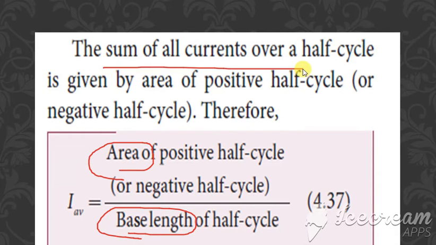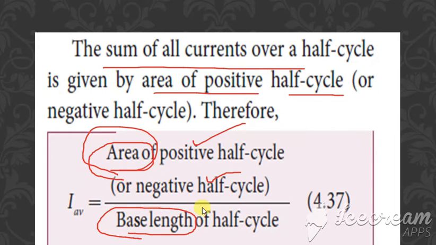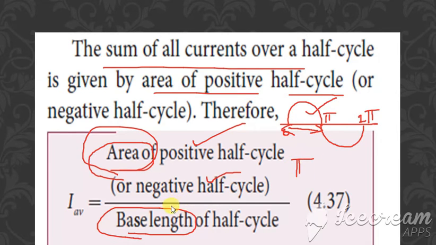Okay, so the sum of all the currents is given by the area of either the positive or the negative half cycle, any one, divided by the base length. Base length is whatever length we are taking. Suppose we are taking from 0 and only the positive half cycle, we know that this value is pi and this value is 2 pi, is it not? So the base length is only this. Okay, so we are writing the base length to be pi. So we are going to find the area in this.